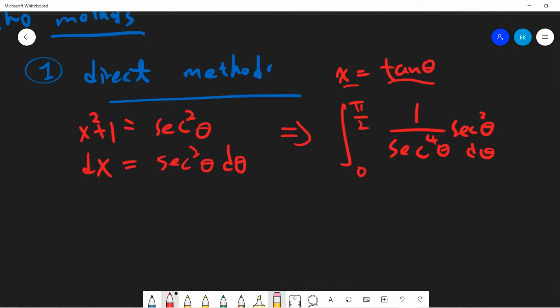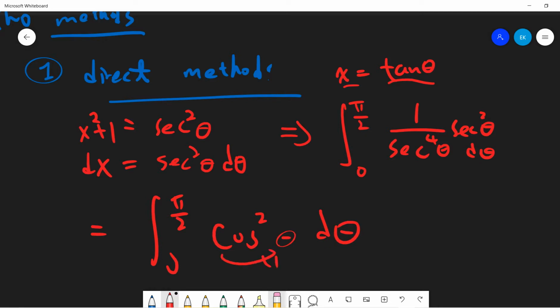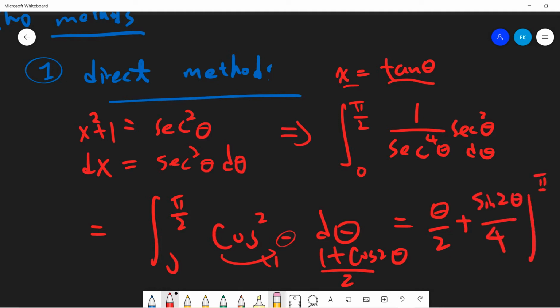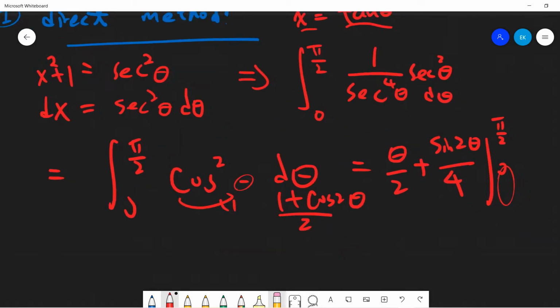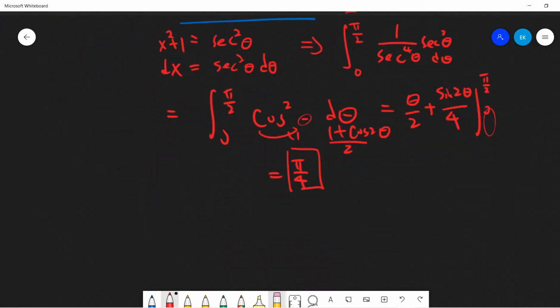So this is the integral from 0 to pi over 2 of cosine squared d theta. And this is very easy, right? One can write cosine squared as (1 plus cosine 2 theta) over 2, and the cosine 2 theta integral part will be 0. So we write down theta divided by 2 plus sine 2 theta over 4, evaluated from 0 to pi over 2. If you put in pi over 2, you get pi over 4, and sine pi is 0. When you put in 0, you get 0. So the answer will be pi over 4. This is the direct computation.